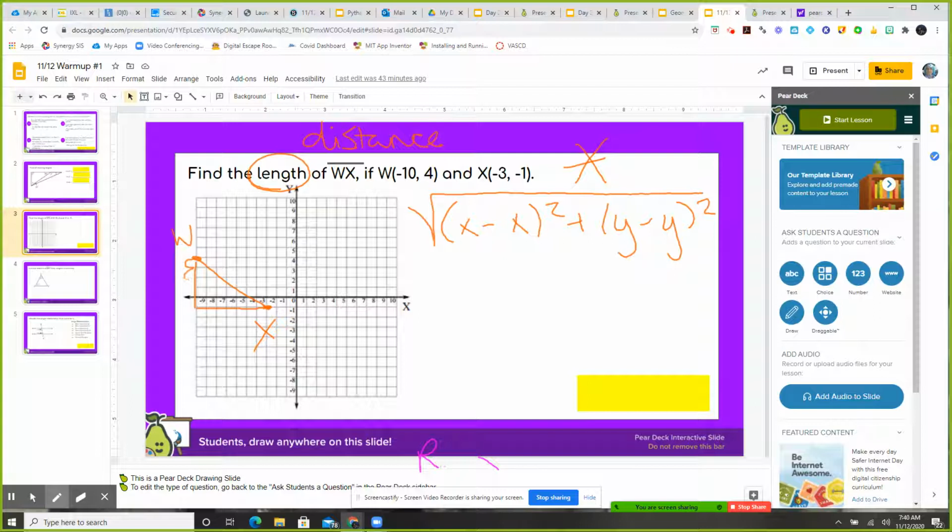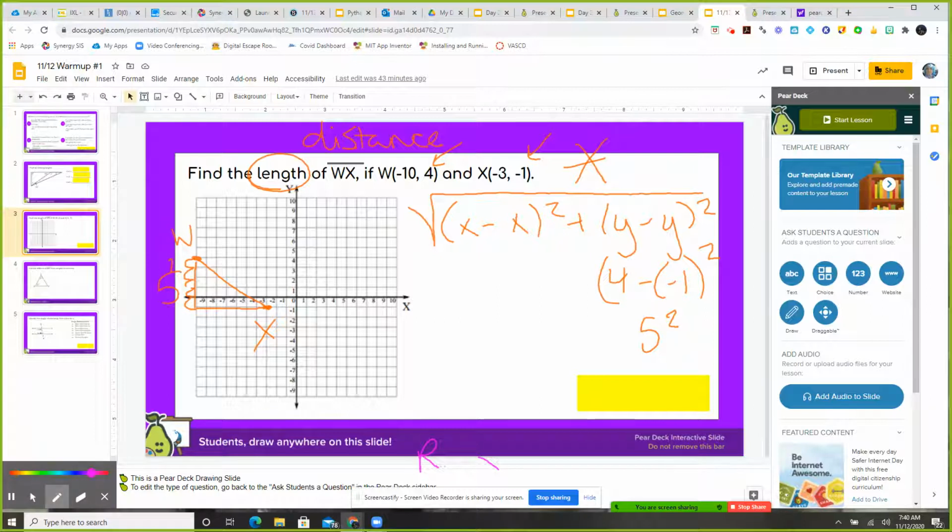So this is going to be 1, 2, 3, 4, 5 for the y's. And we can get that by doing 4 minus -1. 4 minus -1 squared is going to be 5 squared. That's our 5 squared right there.